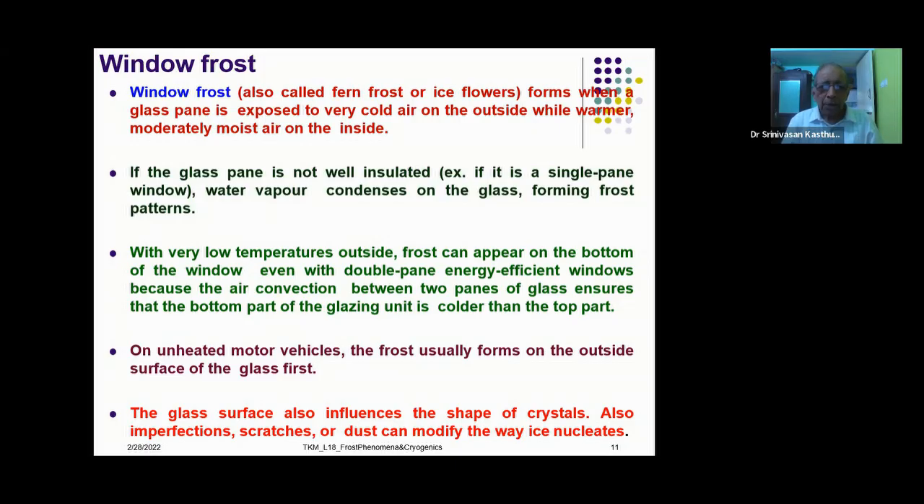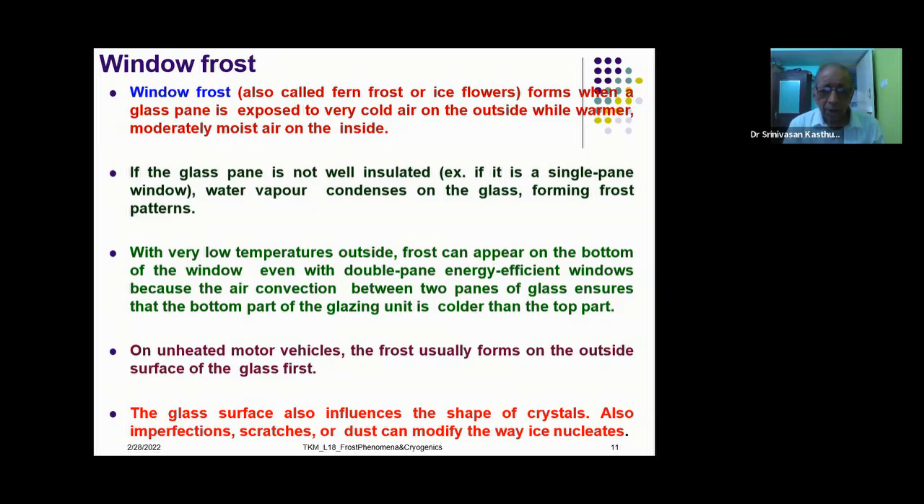In such a case, once the temperature is sufficiently low, water vapor starts depositing on the glass. And if the glass pane is not properly insulated, for example a single pane window, then water vapor condenses on the glass, forming frost patterns. It can form different frost patterns. With very low temperature outside, frost can appear at the bottom of the window, even in cases of double pane, that is two glasses. Western countries normally use two pane window glass, that is one outside, one inside.